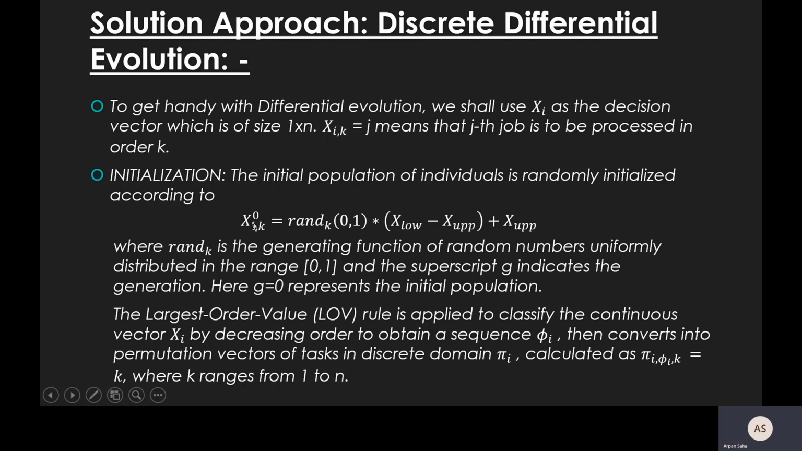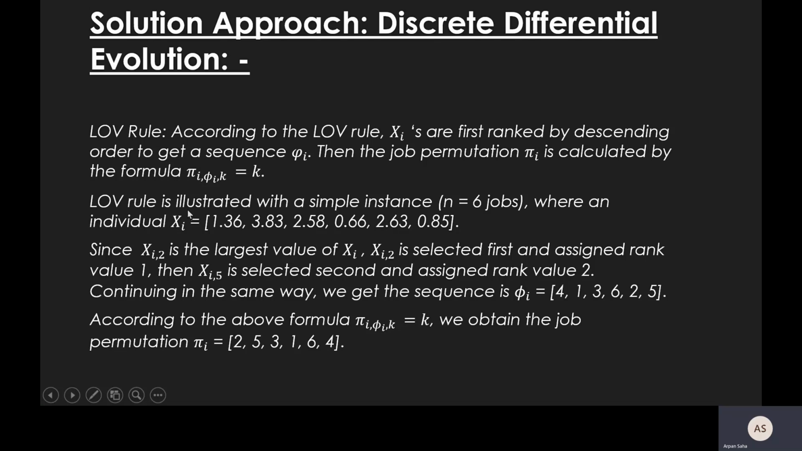Now we already have one particular individual of the population. But the problem is that in this vector, all the elements are taking continuous values, which is not desired in this case. So that's why we use the largest order value rule, the LOV rule, so that the continuous values are transformed to discrete values. So what is the way? Suppose this is one individual of our randomly initialized population, then we have to get the discrete version of this vector.